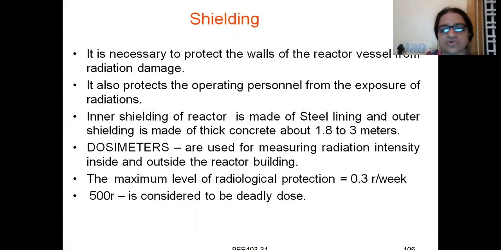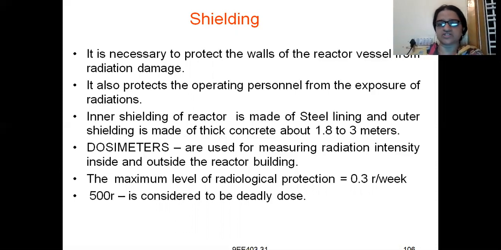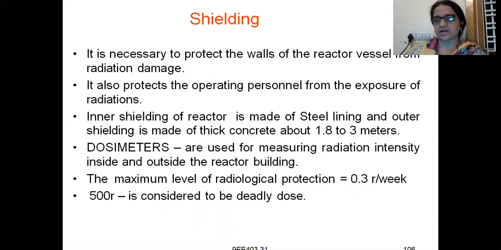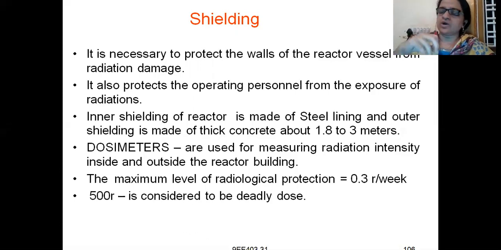Dosimeters are used for measuring radiation intensity inside and outside the reactor building. These are like measuring equipment, like a temperature sensor; they are just like radiation sensors. They measure how much intensity of radiation is exposed on the inner walls of the nuclear reactor, and how much radiation intensity is there on the outer walls of the nuclear reactor.